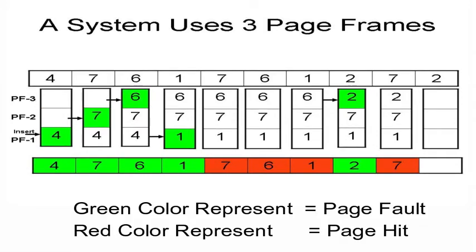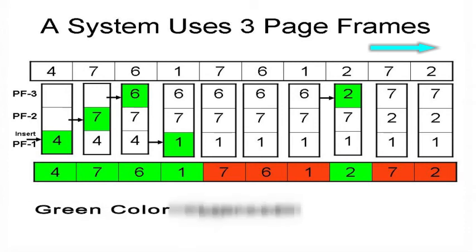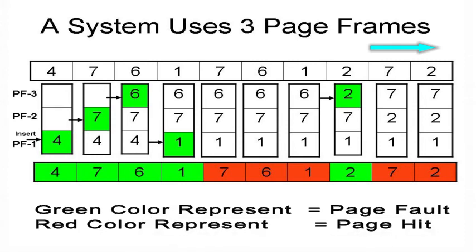Now next is 7. 7 is a page hit, already in memory. Now next is 2. 2 is also already in main memory, so it is going to be called a page hit. Green color represents page fault and red color represents page hit.